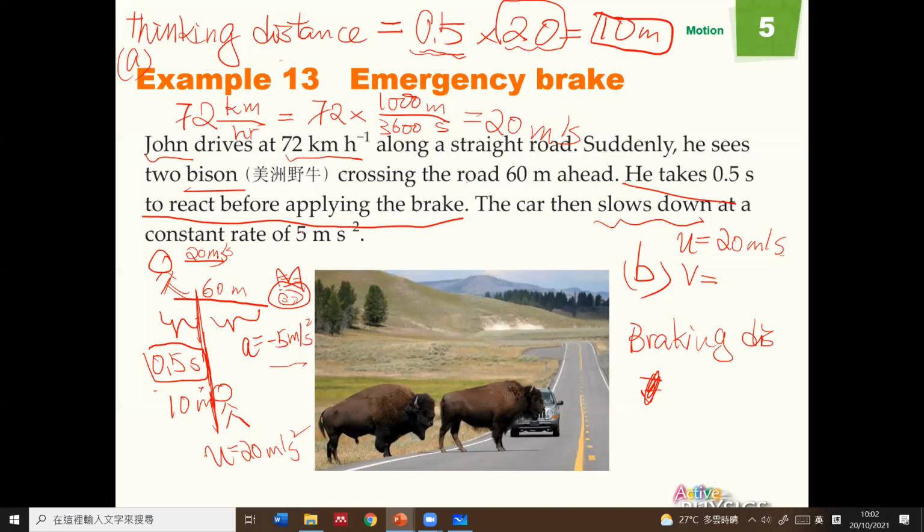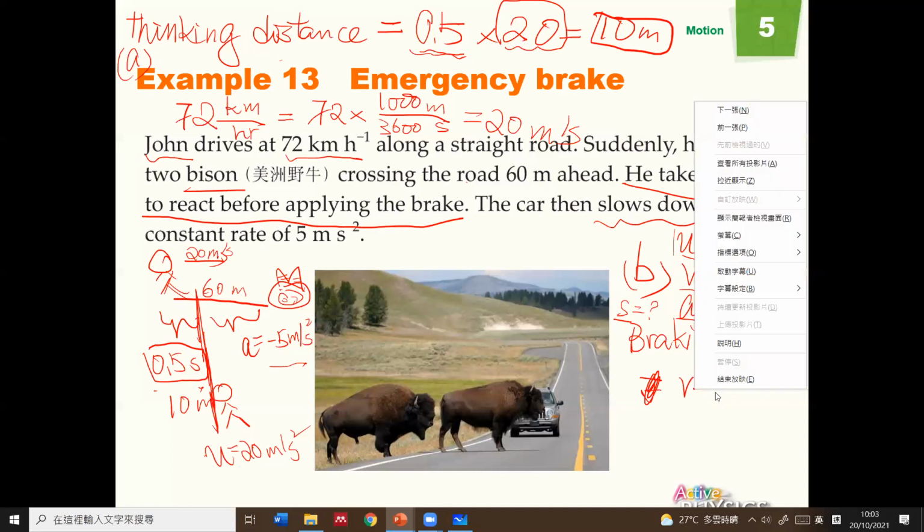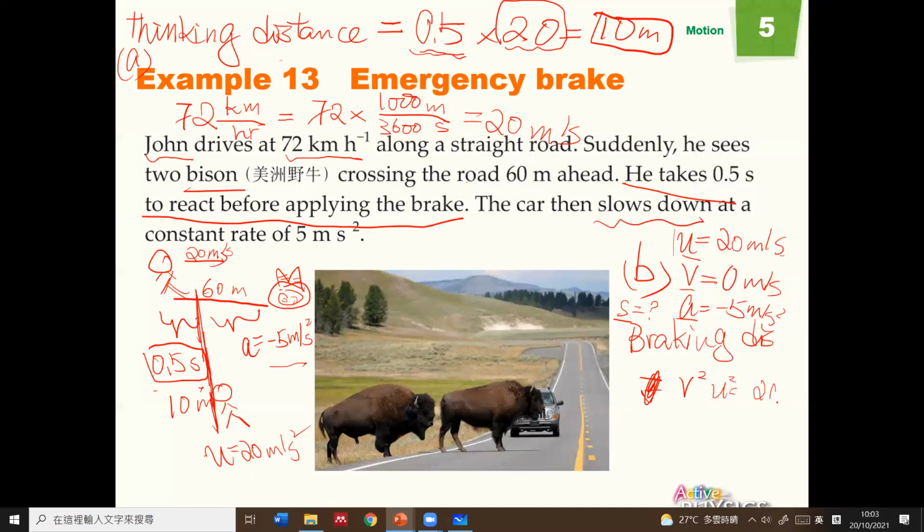Okay, 0. Yes, because after you stop the car, the final velocity is 0. And then the acceleration is -5 meters per second squared. So you have these three known quantities, and you need to find the braking distance, which is the displacement S. So you have U, V, A, and you need to find S. Again, use this equation: V squared minus U squared equals 2AS. So 0 minus 20 squared equals 2 times -5 times S. So S equals 40 meters.